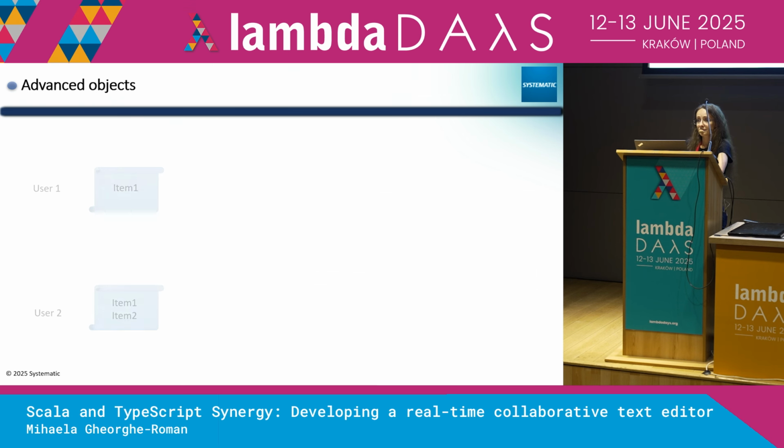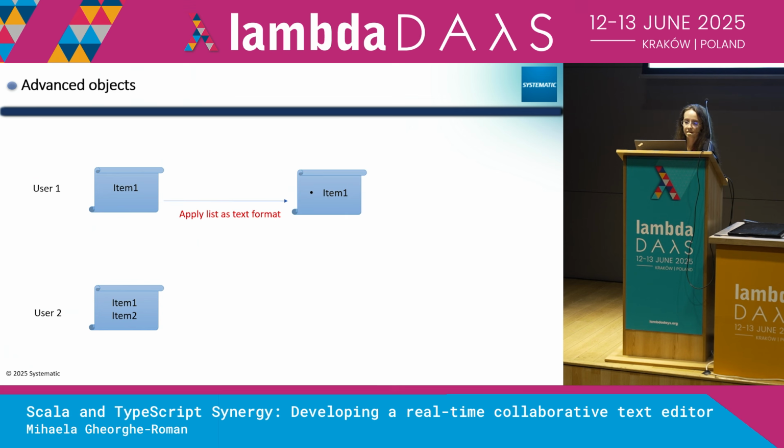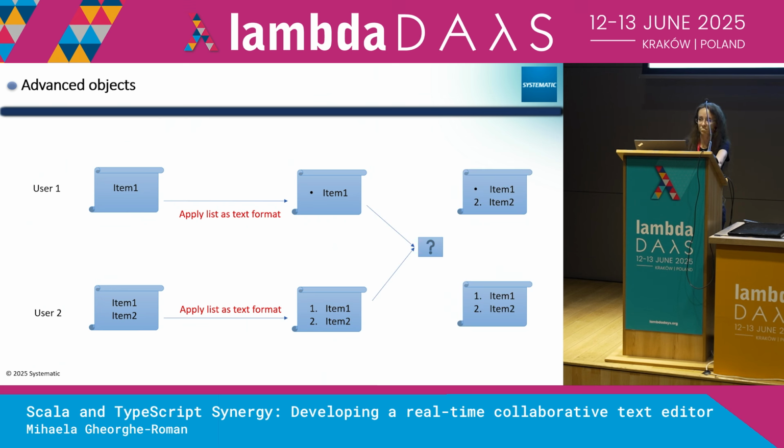And let's take an example. Let's assume that once again we have those two users, so a simplified scenario. User 1 has item 1 inserted, user 2 inserts an item 2. From what we saw so far, that's fine. They will both end up with the same text. But user 1 applies the list as a text format, and uses a bullet list. User 2 does the same, but applies the numbered list. So what's the version that we end up with in the document?